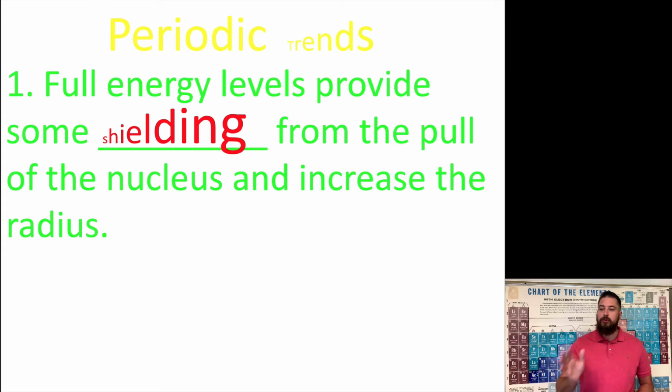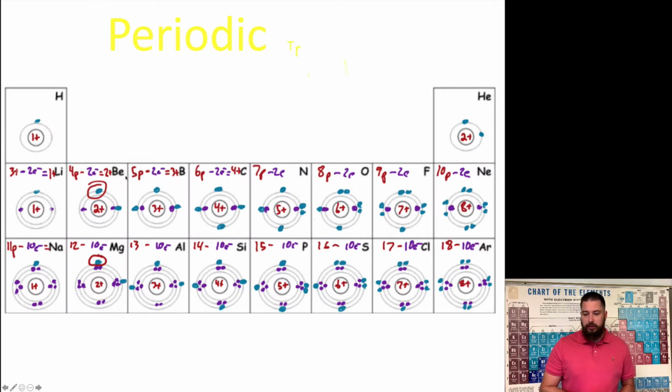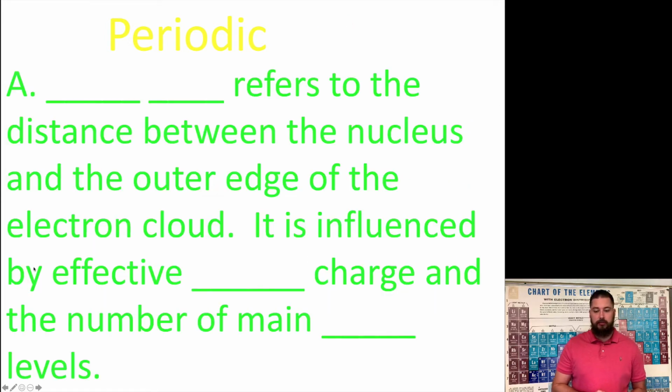So full energy levels provide some shielding from the pull of the nucleus and increase the radius. This is something that we have talked about. What that means is the inner electrons will provide some sort of shielding of the nucleus to where the outer electrons do not experience all of the protons that are in the nucleus. For example, take a look at sodium here. Sodium has 11 protons. However, we have 10 inner electrons here. There's 10 of them, and those 10 inner electrons shield the nucleus from this one valence electron.